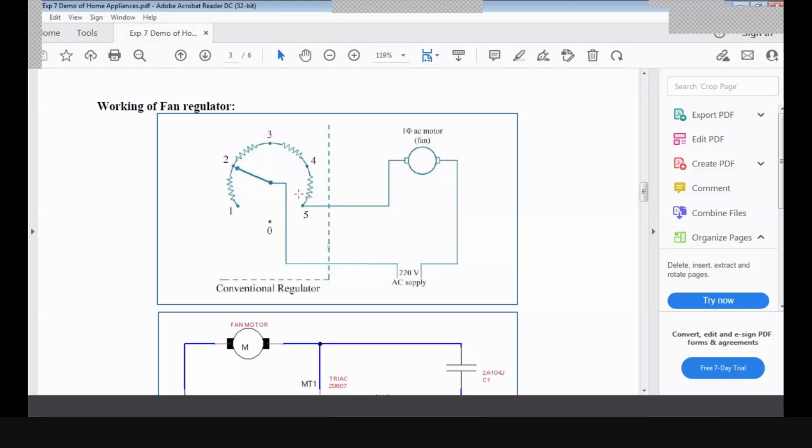So if this regulator knob position is at 5, how many resistors are connected? Suppose this arrow is on 5 here. How many resistances are connected in the circuit? 0 resistors. Means no external resistor of the regulator, the regulator resistors are not connected. Only the current is flowing through directly.